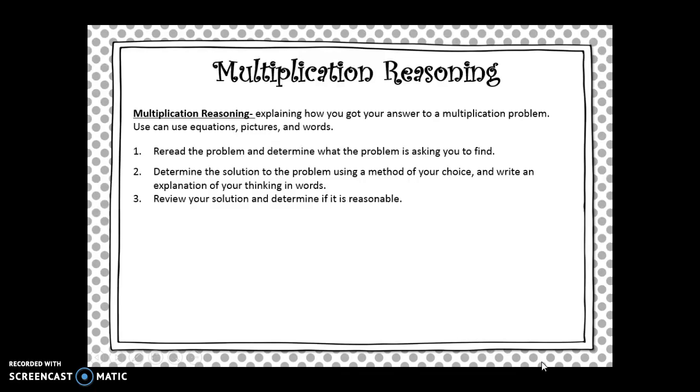Step 1 is to reread the problem and determine what the problem is asking us to find. Step 2, determine the solution, which is the answer, to the problem using a method of your choice, and then writing an explanation of your thinking in words. Step 3 is to review your solution and determine if it is reasonable. I don't want you to write down all 3 steps, but I would like for you to write down the definition, multiplication reasoning. Pause the video as you write down the definition, multiplication reasoning.